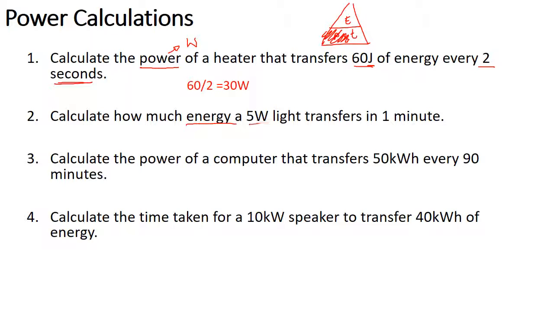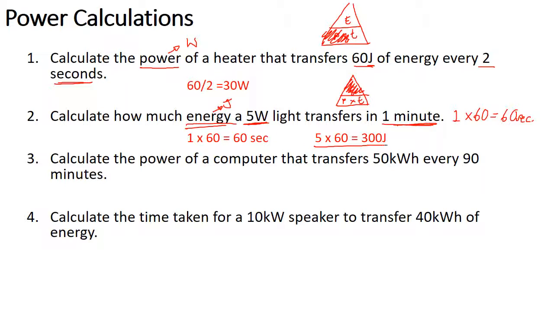Next question: how much energy would a 5 watt light transfer in 1 minute? Well, I'm working in watts here. If I'm working in watts, the energy must be in joules and the time has to be in seconds, but at the moment it's in minutes. So what I need to do first is times 1 by 60 to get my value in seconds. So it's going to be 60 seconds. Now I use my power triangle. I'm trying to find energy in this case, so I'm going to cover over energy, and that means I need to do power times time. So 5 watts times 60 seconds equals 300 joules of energy.